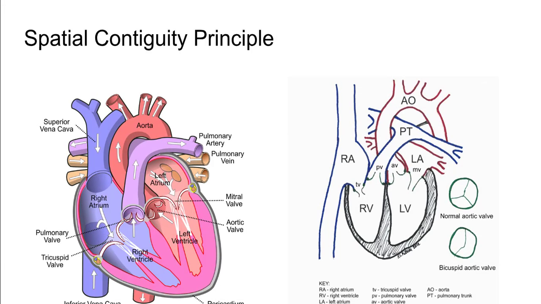Lastly, we have the spatial contiguity principle. The principle of spatial contiguity is the idea that people learn better when words and the pictures they are related to are near each other in the presentation. The main goal of using spatial contiguity is to reduce the extraneous overload that is caused by layouts that are confusing or that require processing to match words with pictures.